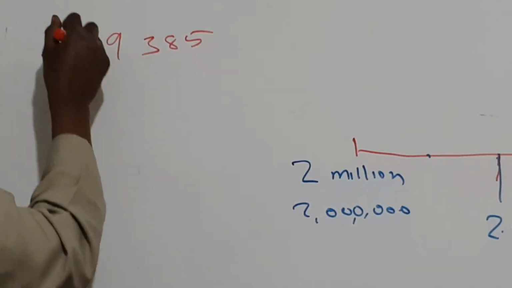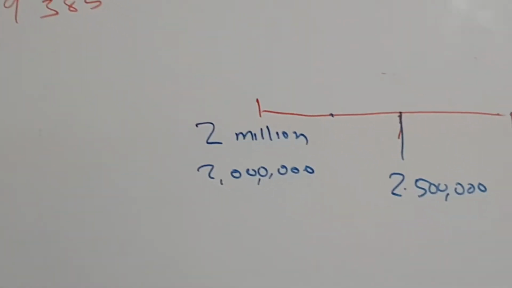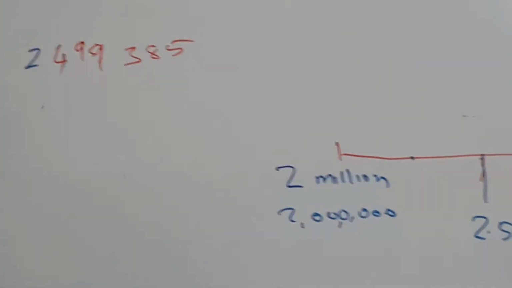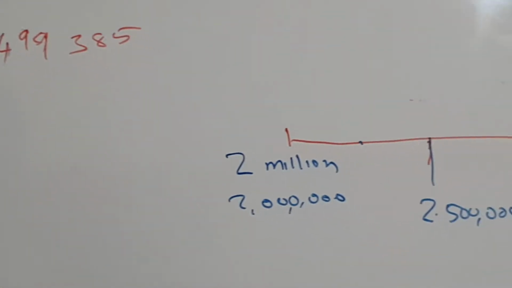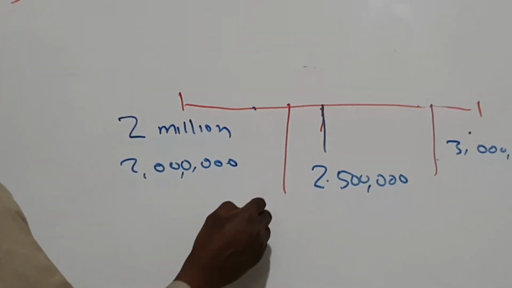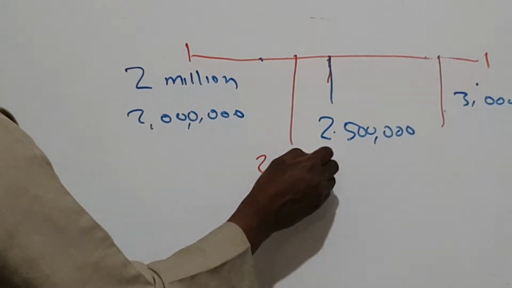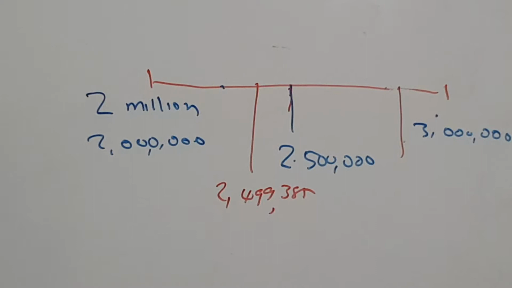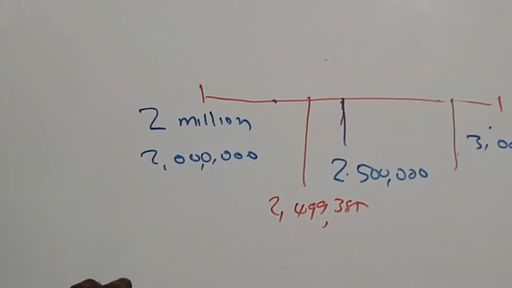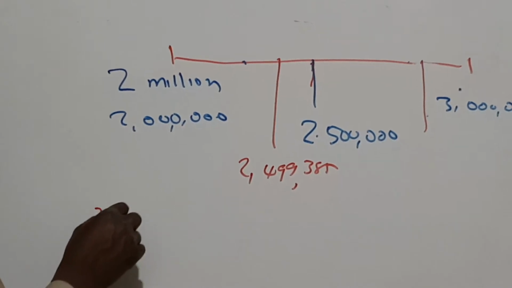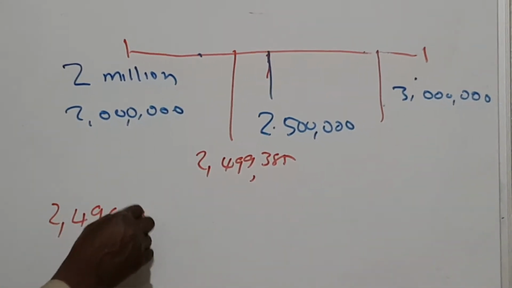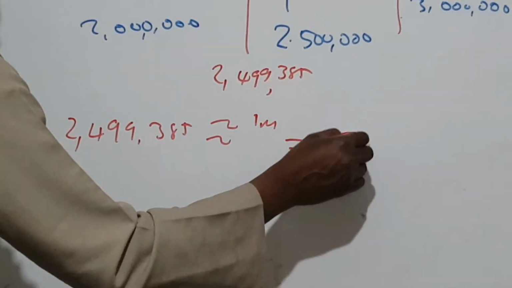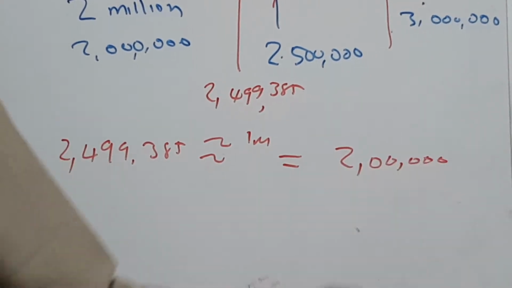Let's make this 4. Then it's behind. 9. Still behind, okay? So our number will be somewhere here. 2,499,385. So it is in the quarter of the 2 million, isn't it? Yeah. So the rounding of 2,499,385 to the nearest million is equal to 2 million.